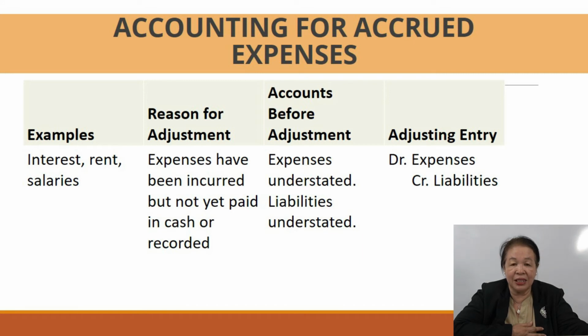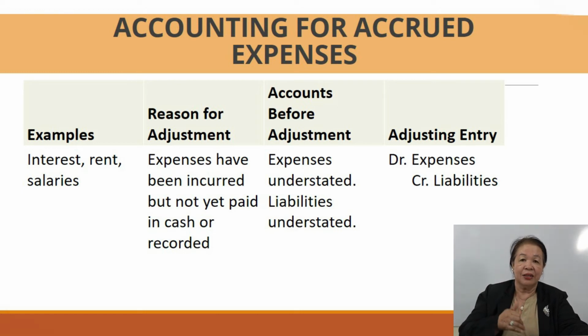Kaya pagdating sa adjusting entries, pareho mo silang dagdagan. So, anong adjusting entry mo? Debit ka ng expenses. Ang debit, sabi natin, is dagdag sa asset account mo. So, dagdag sa expenses kasi nag-debit ka. And then, nag-credit ka ng liabilities. Dagdag din sa liabilities mo kasi nag-credit ka.